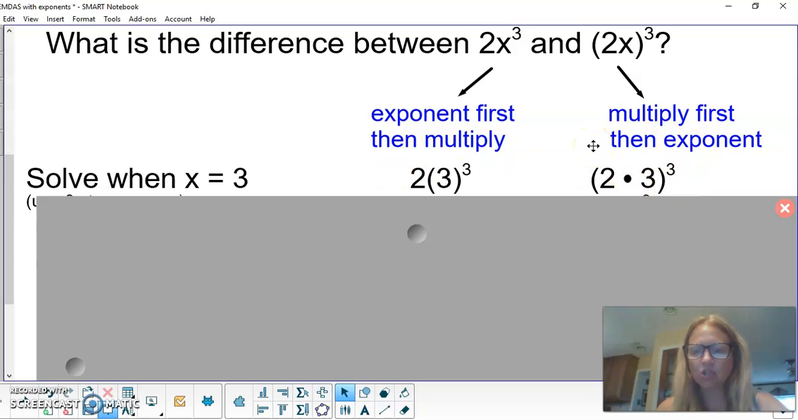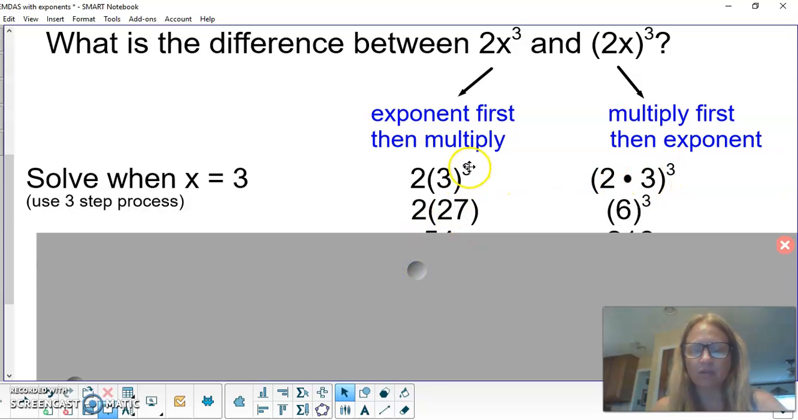Step 2 is show your work using PEMDAS. So exponents come before multiplying. So you have to do the exponents first. Here, because the multiplying is in the parentheses, you got to do that first. So this is what it looks like.